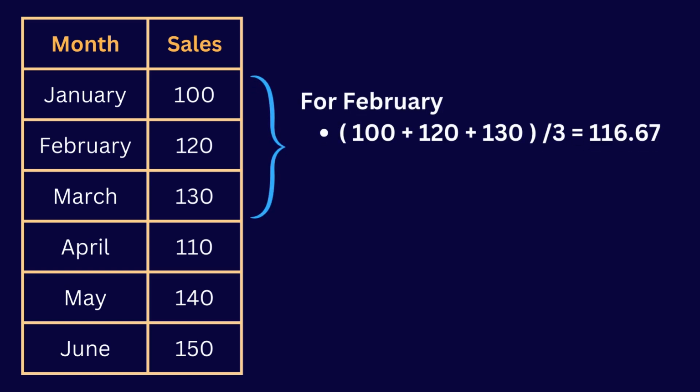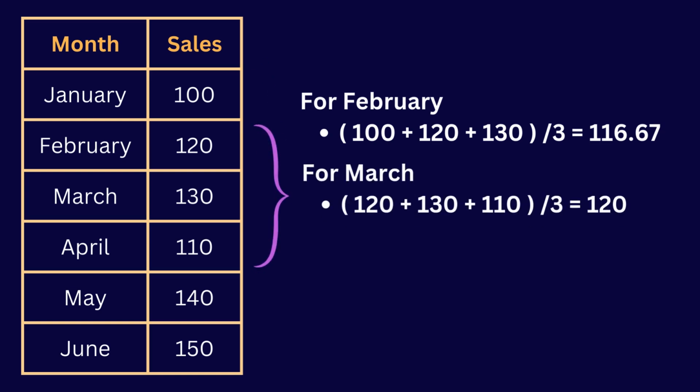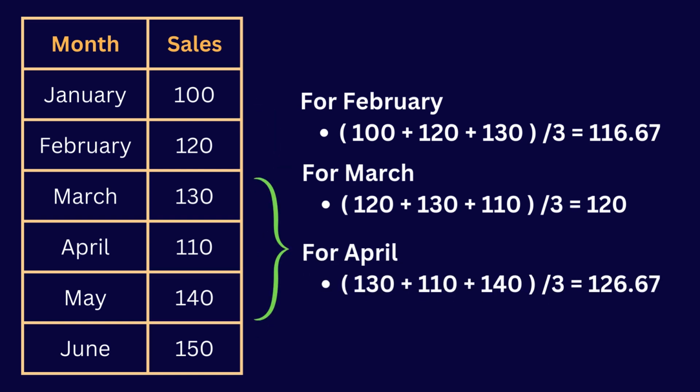For February, we will take the average of January, February and March. So 100 plus 120 plus 130 divided by 3 equals 116.67. For March, we will take the average of February, March and April. So 120 plus 130 plus 110 divided by 3 equals 120. For April, we will take the average of March, April and May.